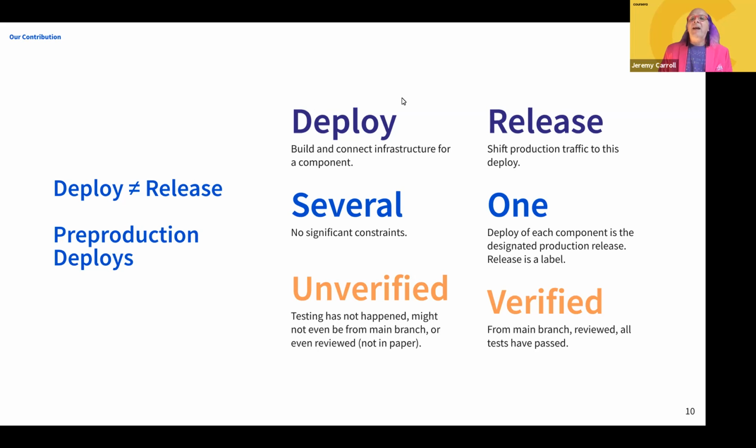There is typically exactly one production version of each component, and this is essentially just a label on one of the deploys to indicate that production traffic should go here. A deploy is in many ways unverified. It could even be not from the main branch, or not even reviewed. In our paper, we talk about deploys that have come from the main branch and have already been reviewed, but they're still not verified, in that integration testing hasn't happened yet. And after verification, after integration testing, then we can release a deploy.